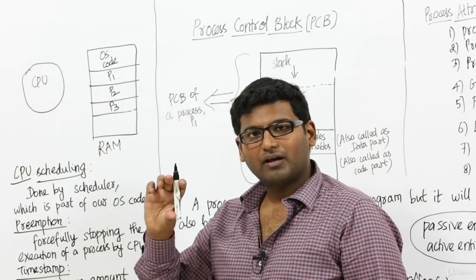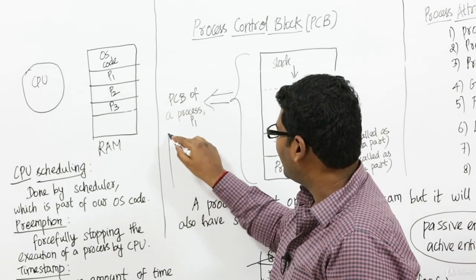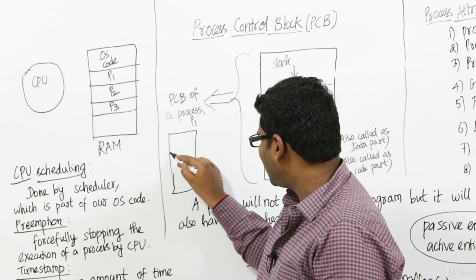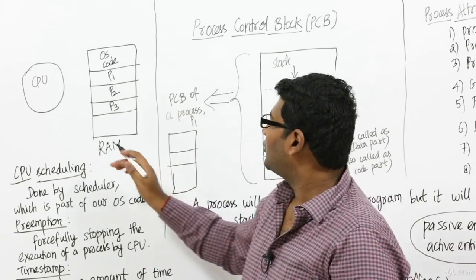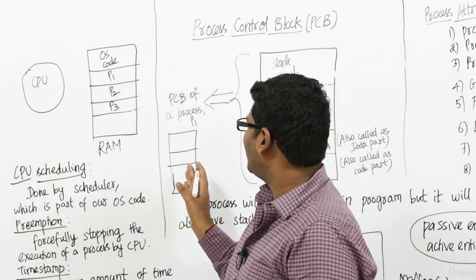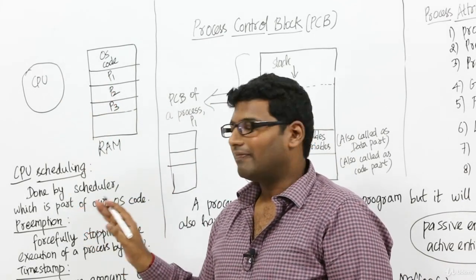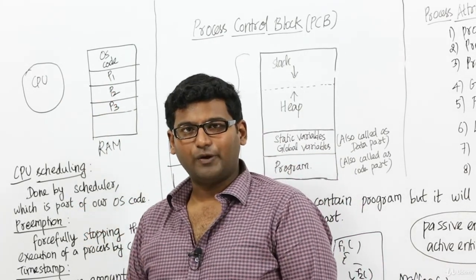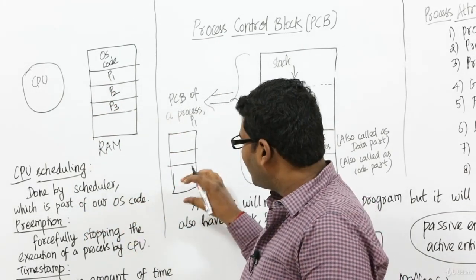Now, see, OS code is nothing but a very big program. You already know that, right? OS code is a big program. Within that, there will be some part of the program which will be used in order to define which among the three processes should be selected by the CPU. That part of the code is also called the scheduler.